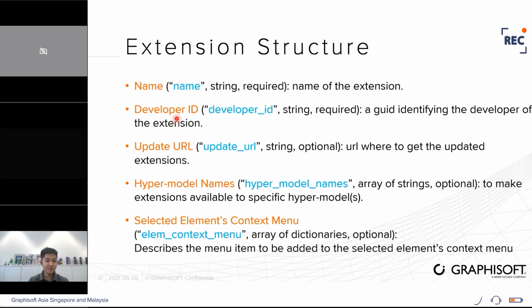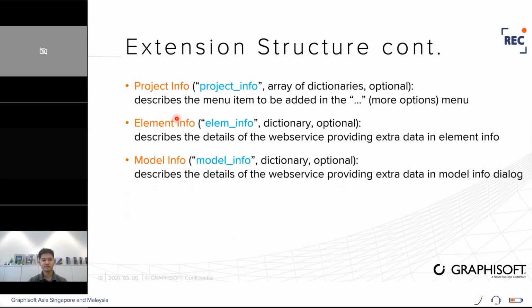Sorry, hypermodel names, if you want your extension to work only on those specific hypermodels, and then some selected element context menu. This is where your add-on will be added. Some project info, element info, and then model info. All these others, except for the name and the developer ID, are optional, depending on up to what extent you want your extension to have.